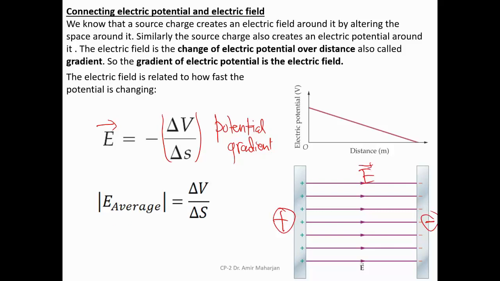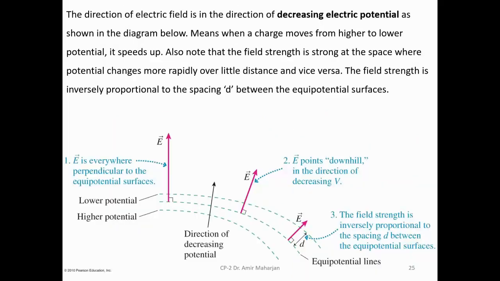And in many cases we will just measure the magnitude. So the magnitude of the average electric field is just delta V over delta S. That's how you measure the electric field if you know the potential difference. And these are some examples. So here you have a non-uniform distribution of equipotential lines. So you have more concentration of equipotential lines.